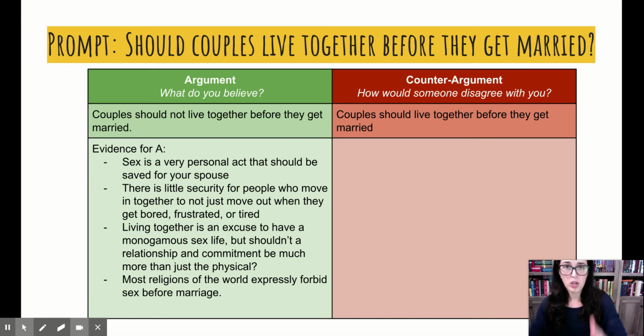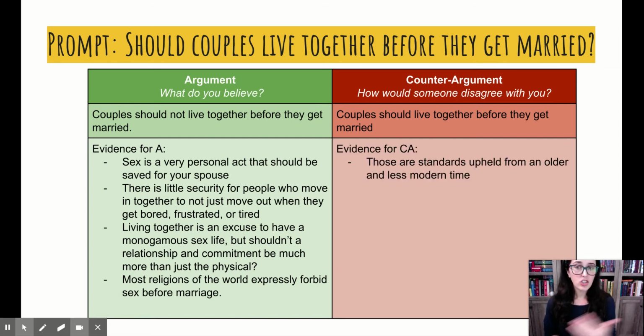So if that's what this person believes, and they've come up with all of this evidence, to be a good argumentative writer and to be informed, they now have to think of the opposite side. How would somebody challenge them, challenge their reasoning? And notice that each of these challenges are going to directly attack the evidence in order. So if the argument says that sex is a very personal act that should be saved for your spouse, then the counter argument, disagreeing with that, they could say, well, those standards are upheld from an older and much less modern time. So that would be the first counter argument.